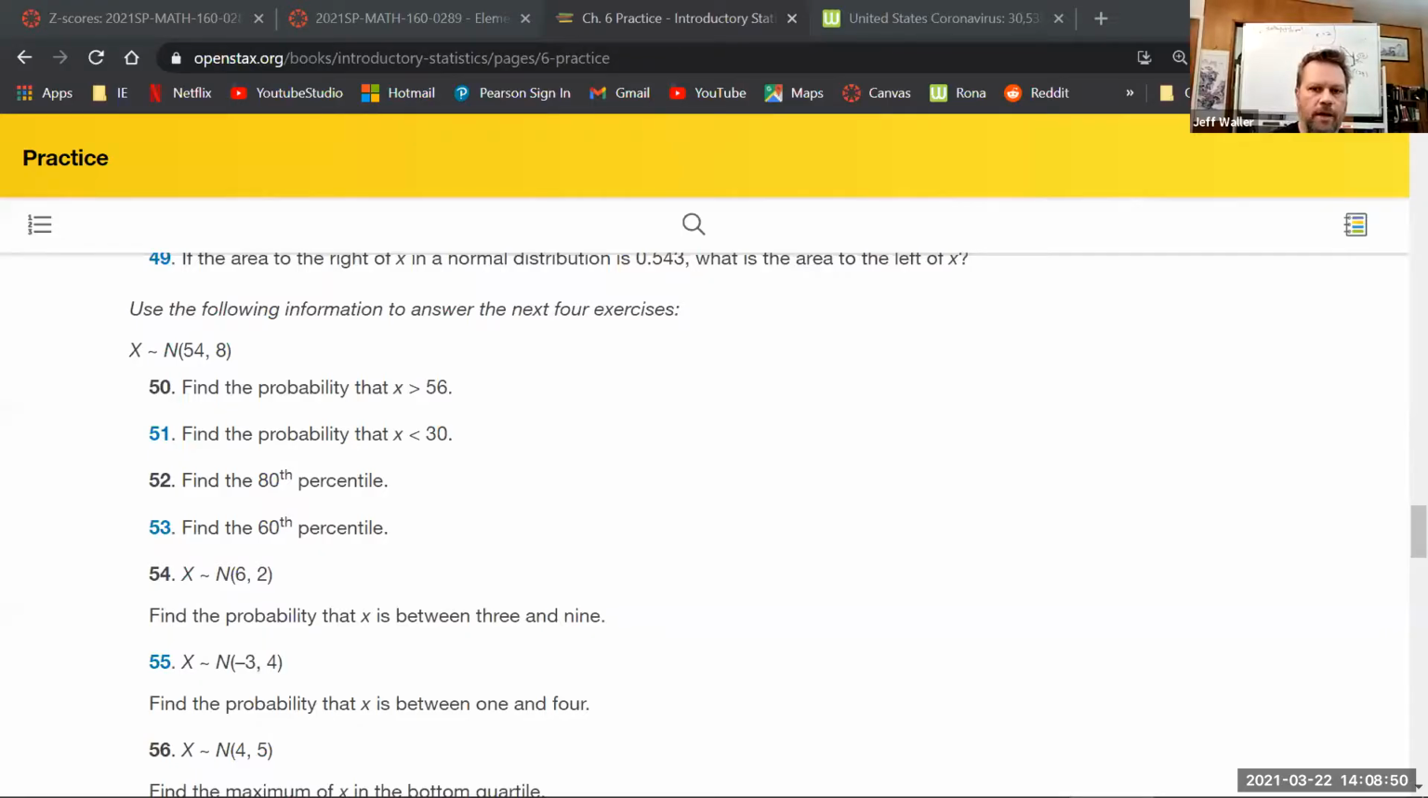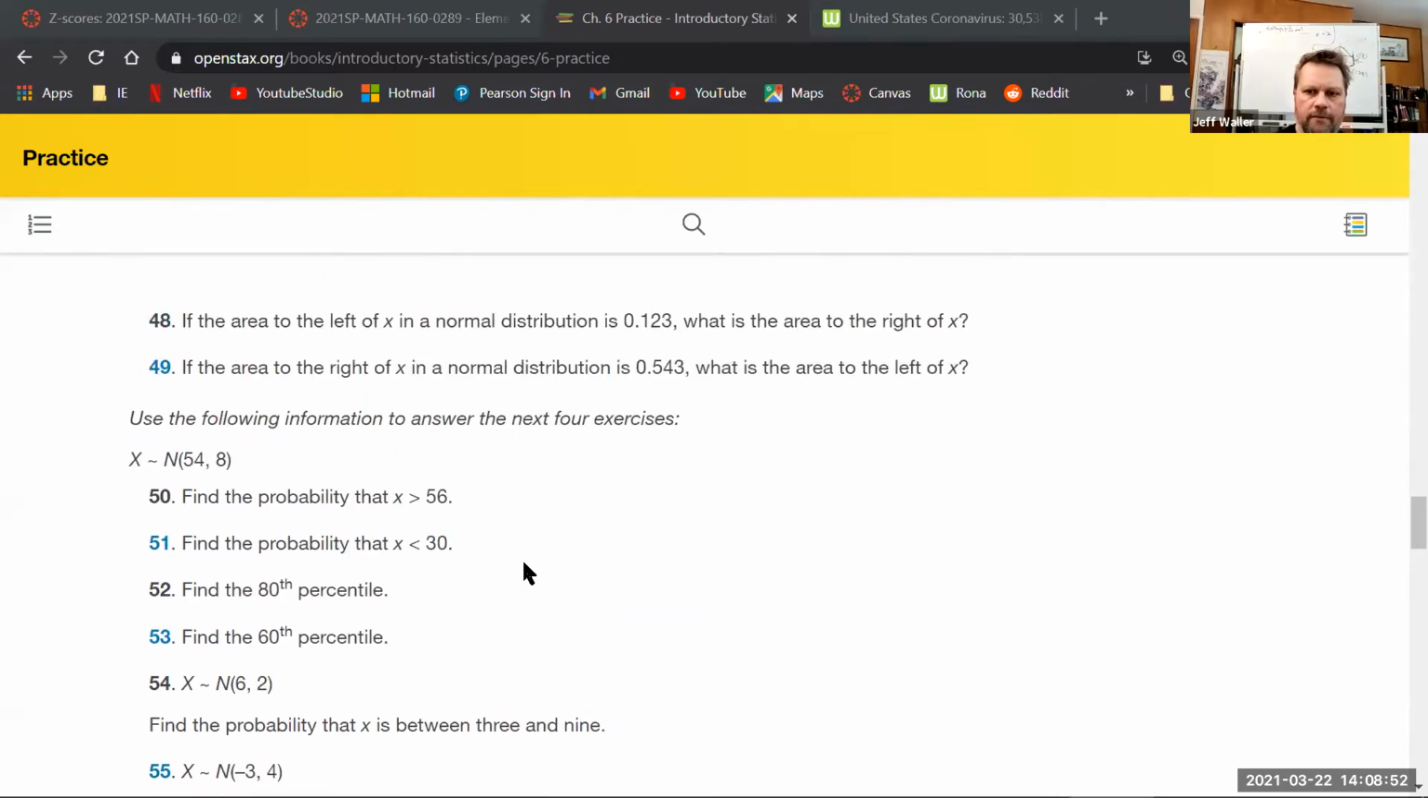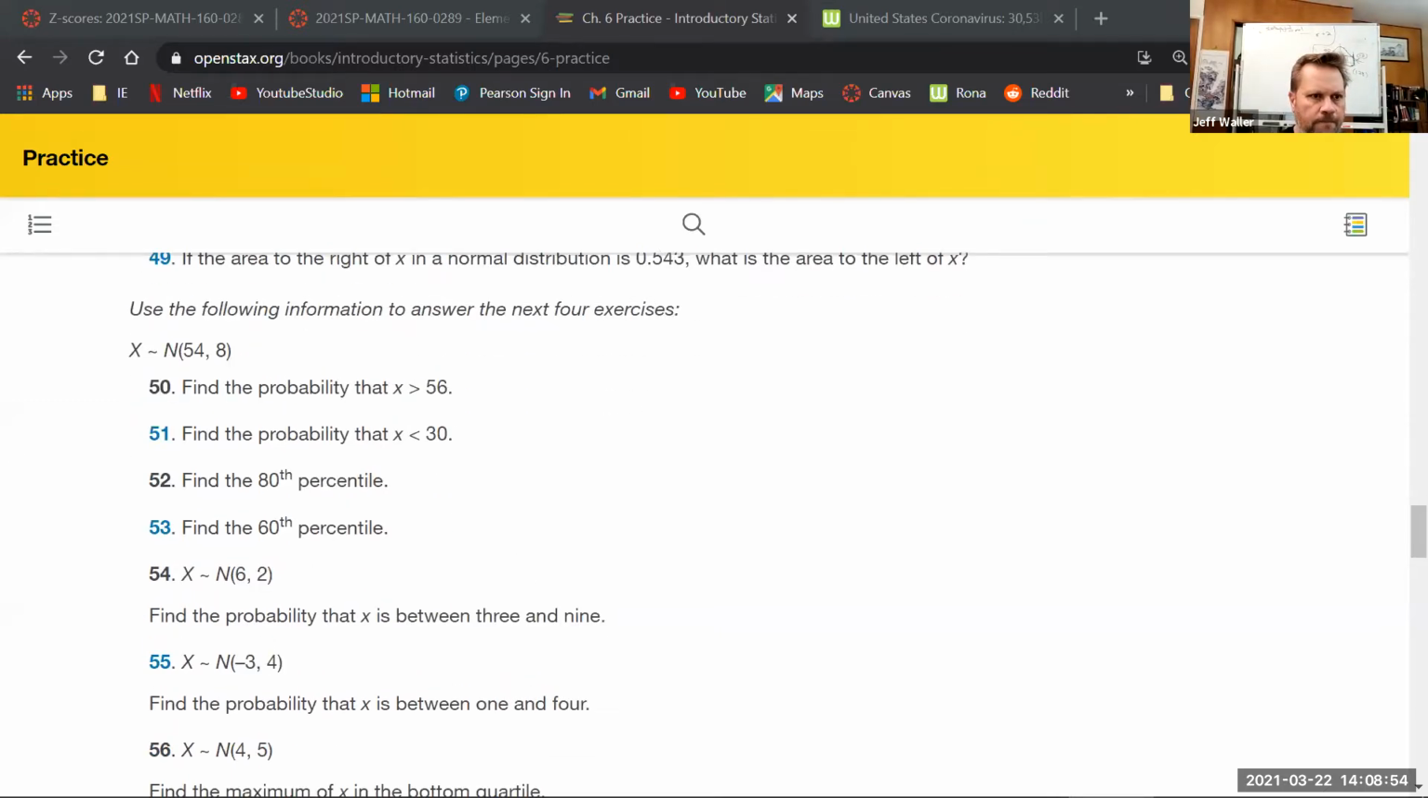This is what I call a classic z-score problem. What's the mean in this problem? 54. Good. So the mean is 54. The standard deviation is 8. They tell me it's normal. That's what the N means, right? B is binomial, U is uniform, N is normal. Okay. So here we go.